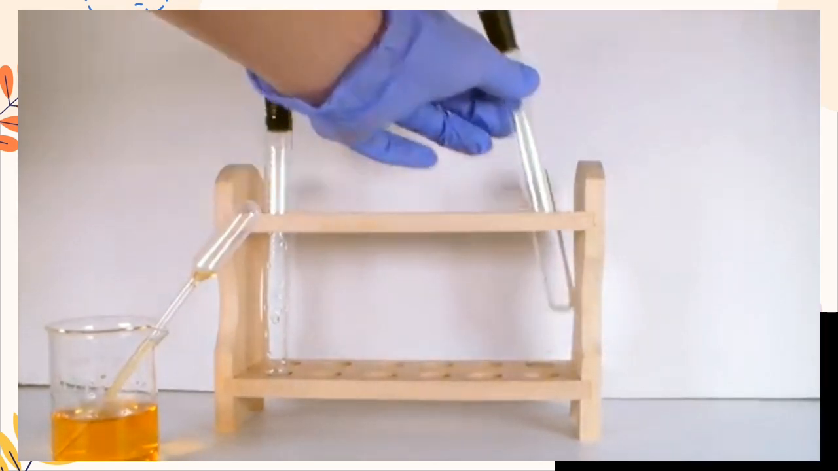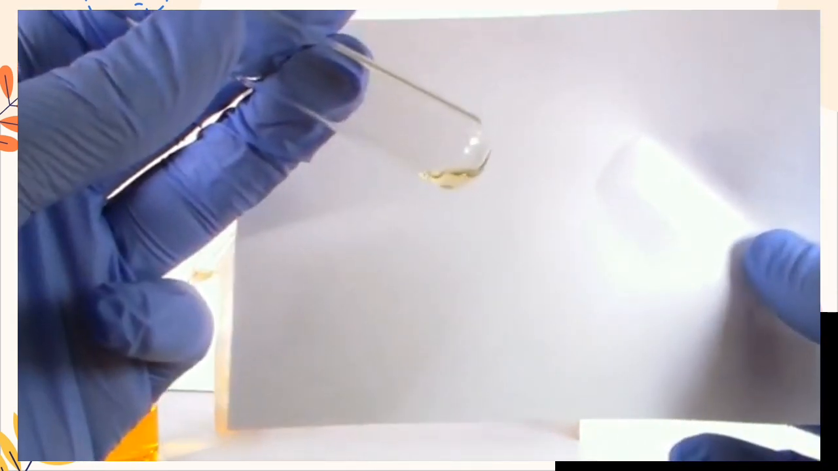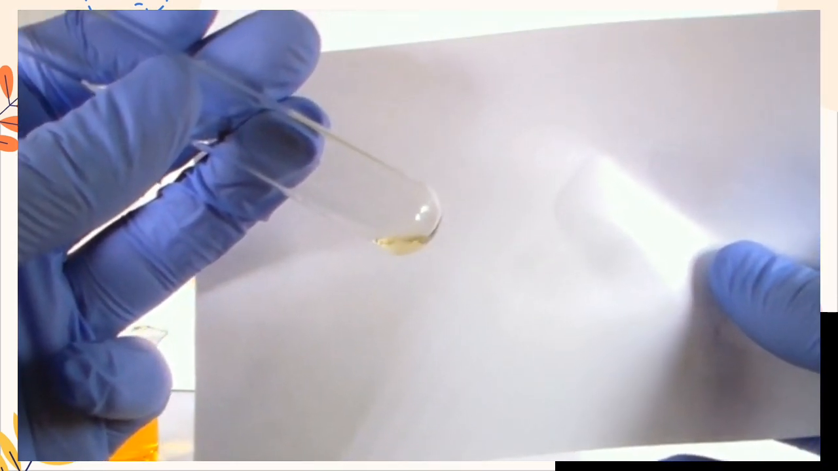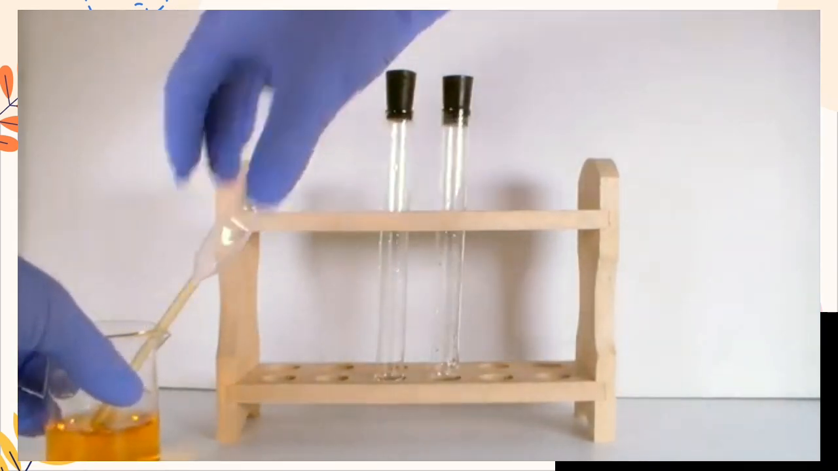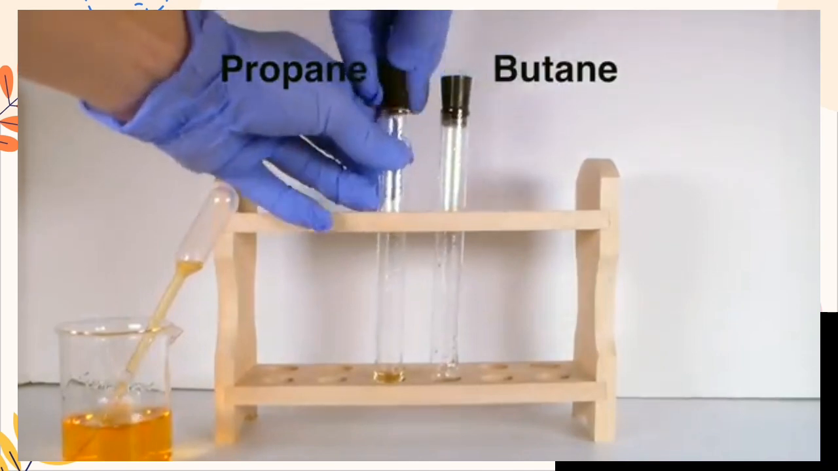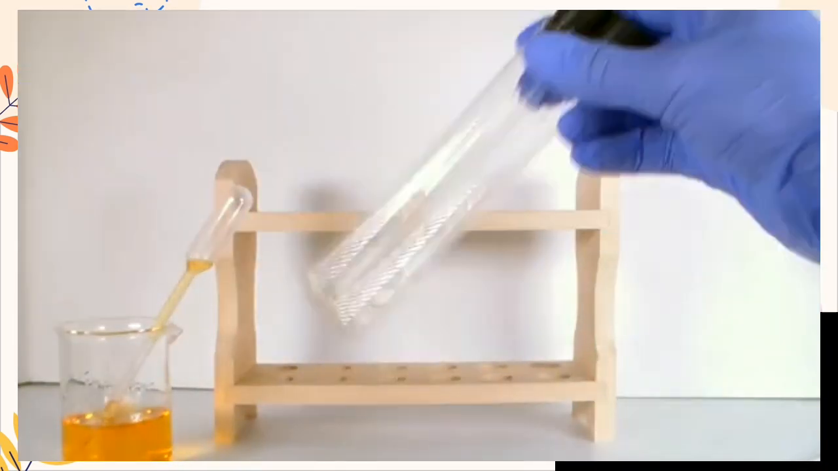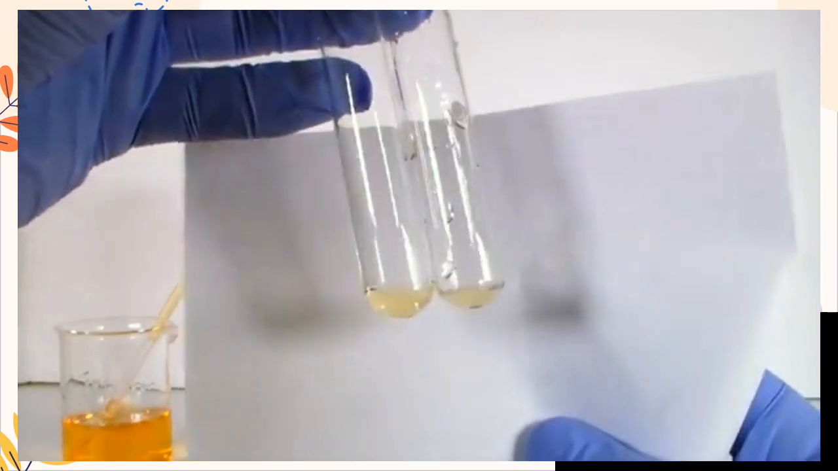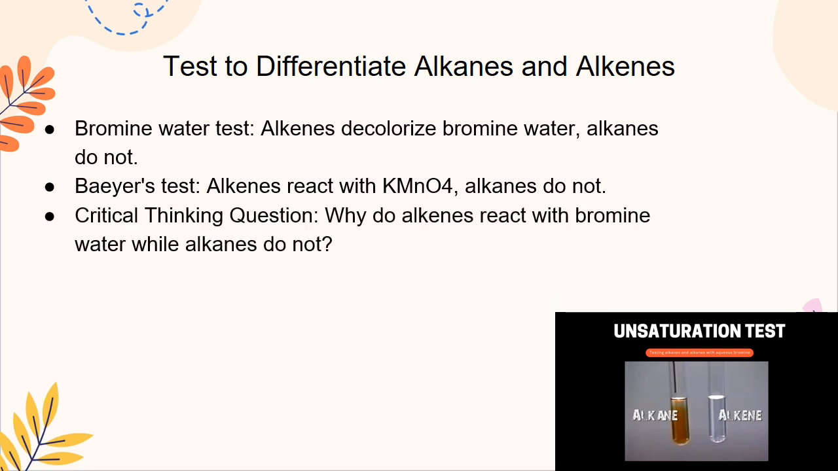Just know that alkenes will decolorize bromine water, and this is because alkenes have a double bond. So addition of the bromine will reduce the double bond to a single bond, thereby changing the color. But since alkanes don't have any double bond, there won't be a reduction of any bond. Okay, so that's what we are saying here. We also have the Baeyer test. Alkenes react with KMnO4, but alkanes do not.